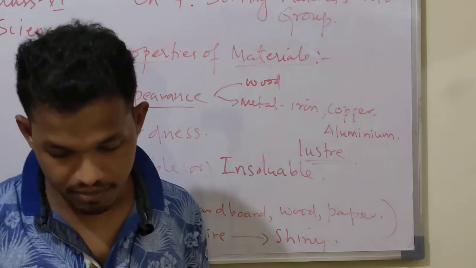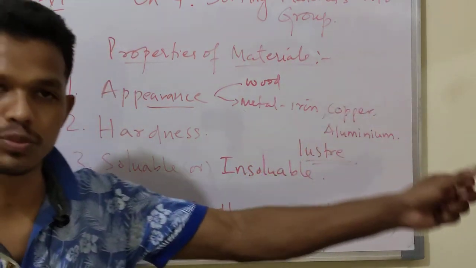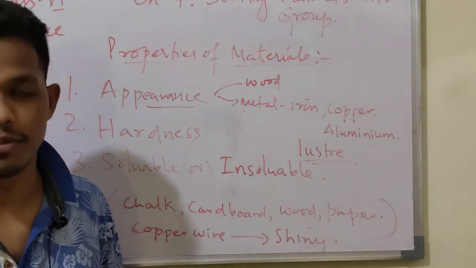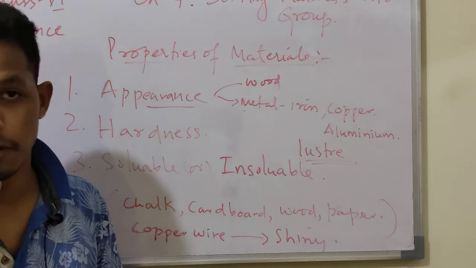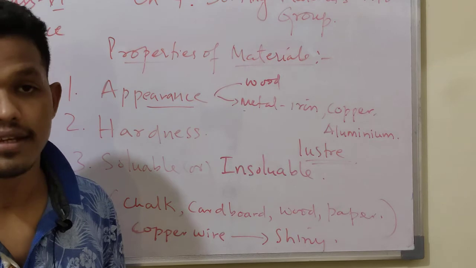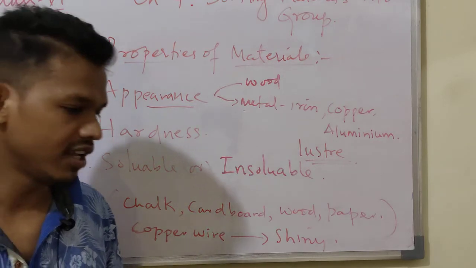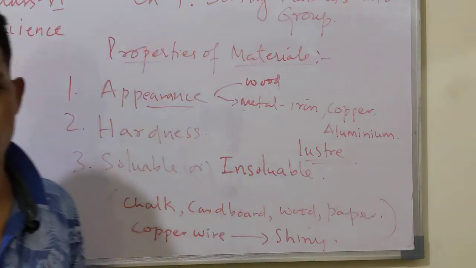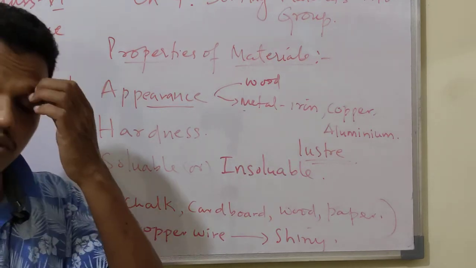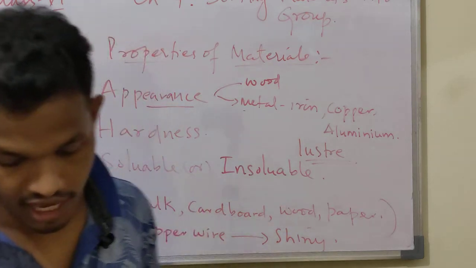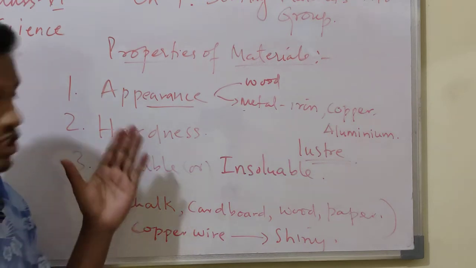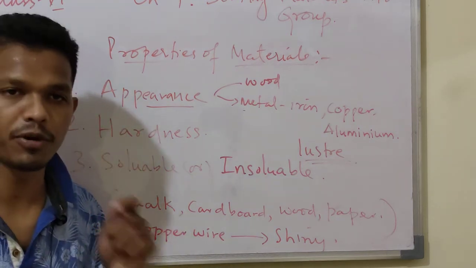If you visit an ironsmith or any workshop, you will find a variety of freshly cut surfaces of metal rods. If you find a freshly cut metal rod, you will find a luster, a shining cut surface. They have luster. So this is how the appearance decides the property. Appearance is one part of the properties of a material.